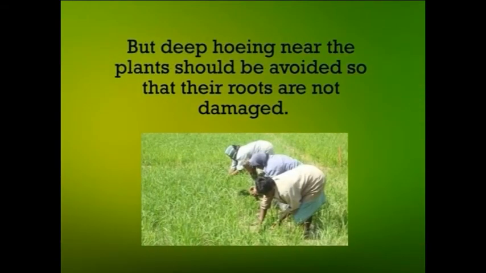Weeds can be removed mechanically by hand or with implements such as wheel hoe, hand hoe, etc. But deep hoeing near the plants should be avoided so that their roots are not damaged. When manual weeding becomes very difficult, pre-emergence application of atrazine, propazine, prometryn and simazine at the rate of 0.5 to 1 kg active ingredient per hectare is recommended.